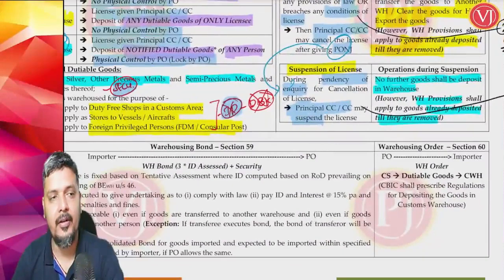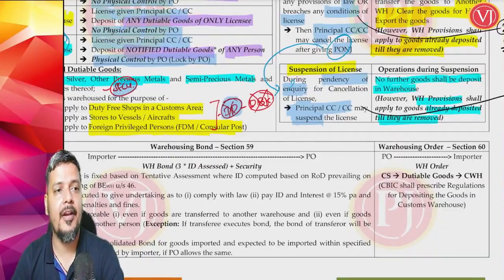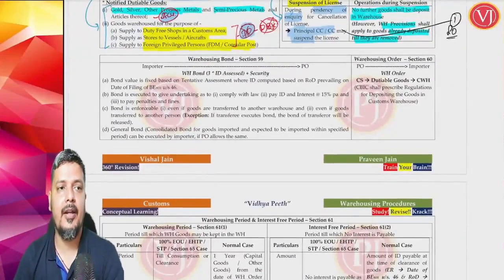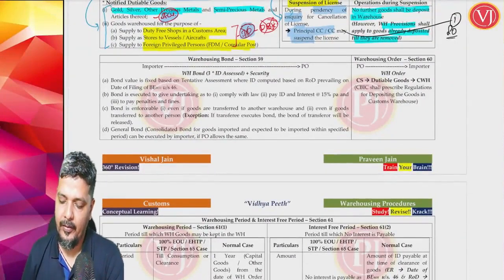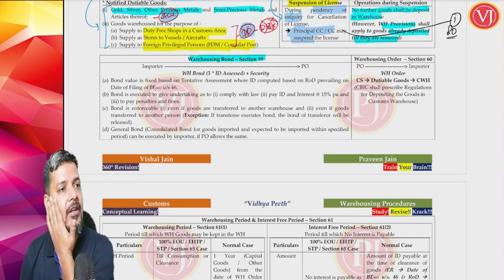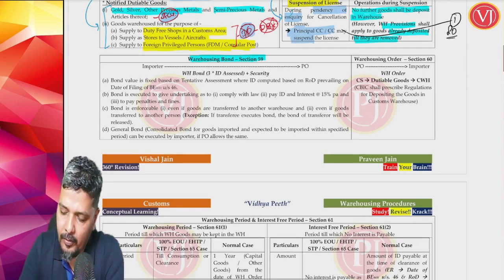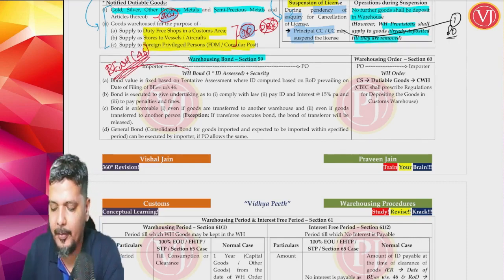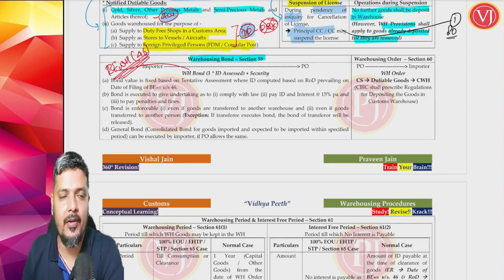So section 57, 58, 58A is about public, private and special warehouse. 58B is cancellation. Now, you're talking about what? 59 and 60. Section 59 talks about what? Warehousing bond. When the importer is filing a bill of entry for warehousing under section 46, he has to give a warehousing bond. So the bill of entry for warehousing under section 46 will be along with the warehousing bond under section 59.